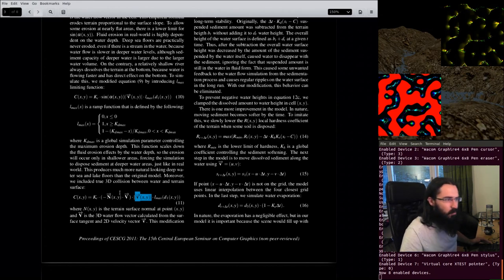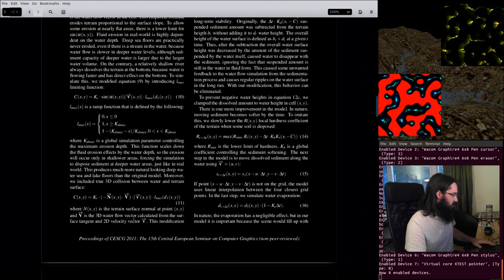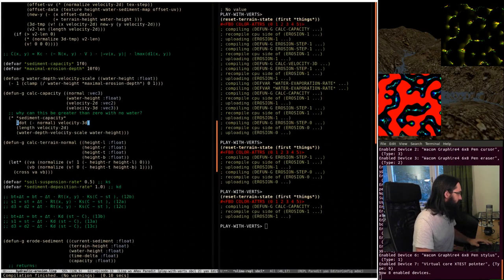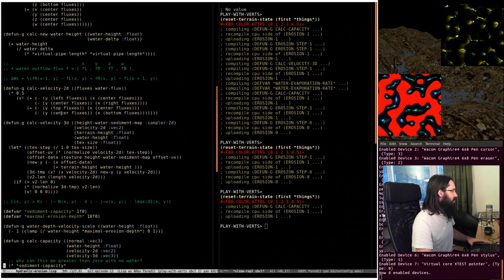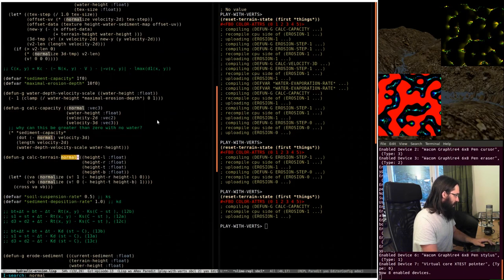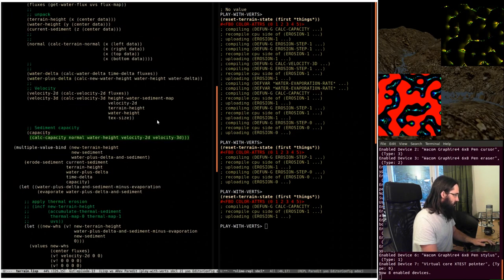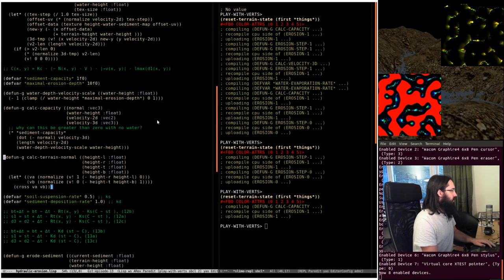Right, I need to understand what my normals actually are, because if those are wrong, everything's wrong. So I need to sort that out. So where's our normal? I just can't keep assuming that's correct, because it's going to screw me over if it's not. So we've got calc terrain normal.